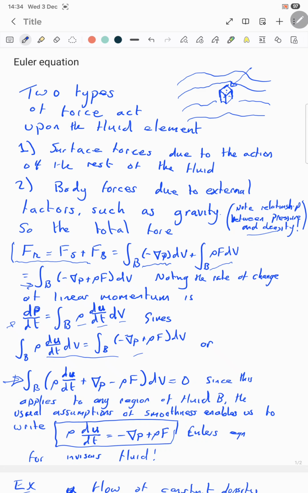And since this applies to any region of fluid B, the usual assumptions of smoothness enable us to write the equation as this, and this is Euler's equation for an inviscid fluid. It's straightforward so far. Now here's an example.